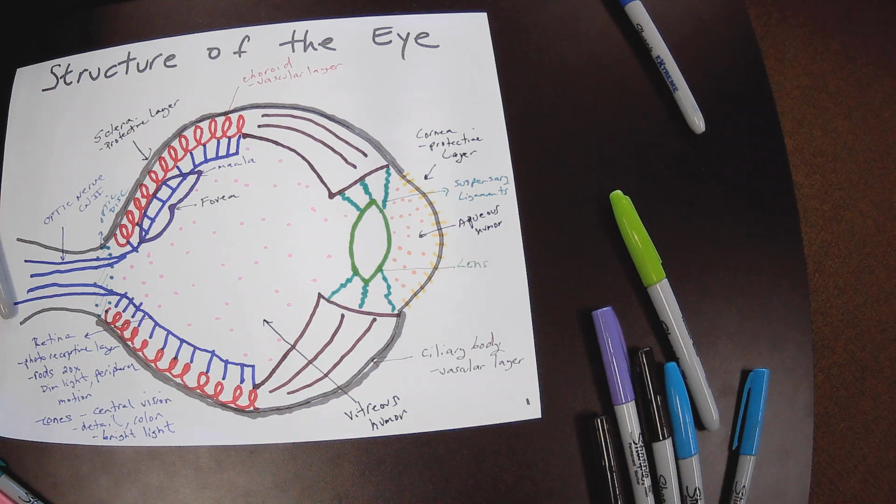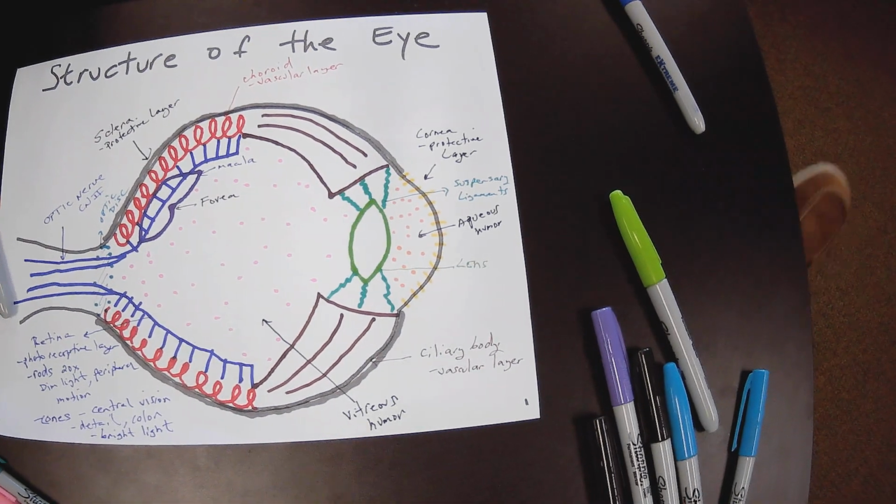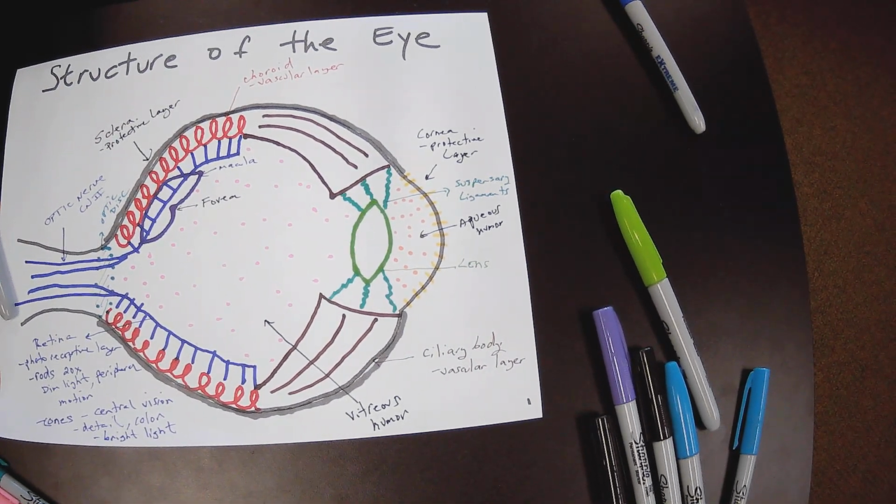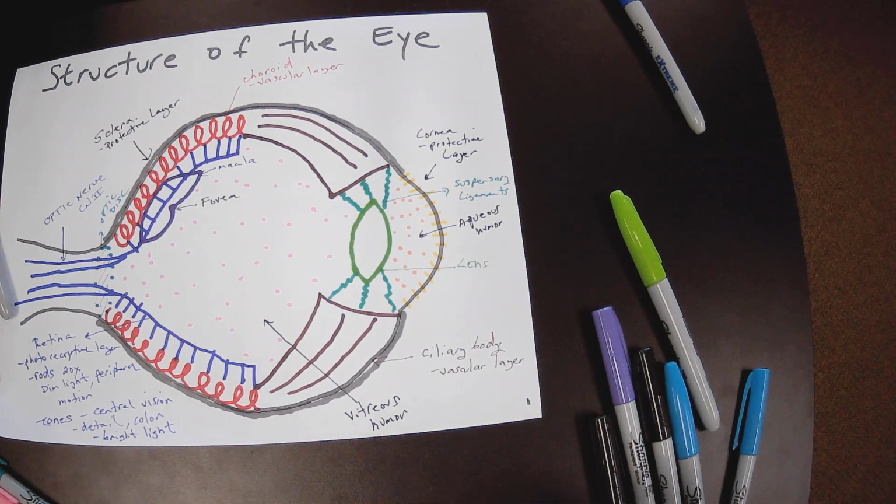Okay? And those are really the three things that you might hear about in the future: glaucoma, macular degeneration, and cataracts. Questions? We good? Okay, great. So this is the structure of the eye.